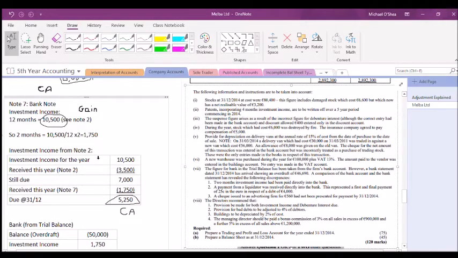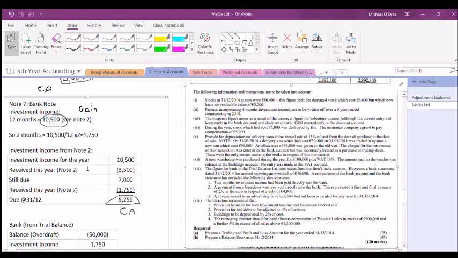So the investment income that we are owed is 10,500, and we've actually received 2 months investment income already. They were directly paid into the bank, so they've been paid to us already. 2 months is 1,750. So if I've received this 1,750, I need to take it away from the investment income figure, and then that way I can find out how much investment I still haven't received. So we can find that for our current assets at the end.